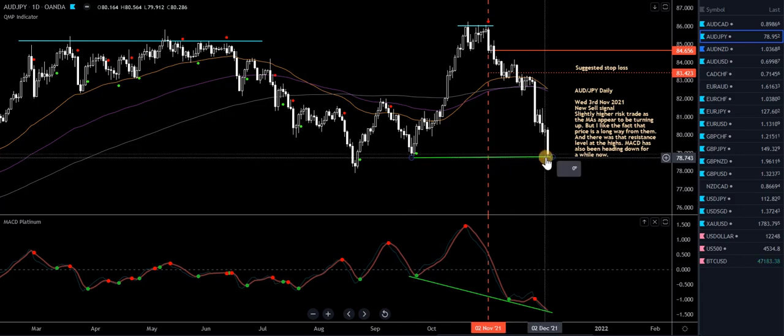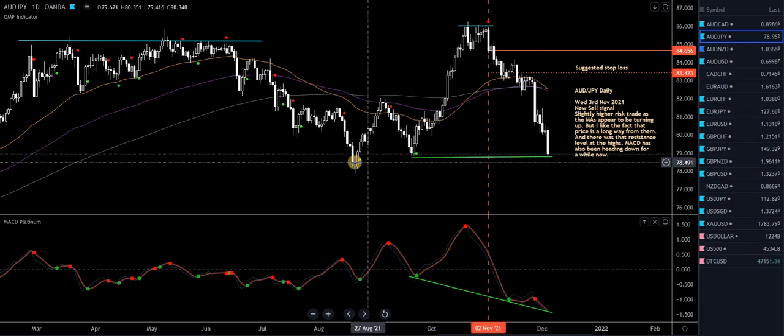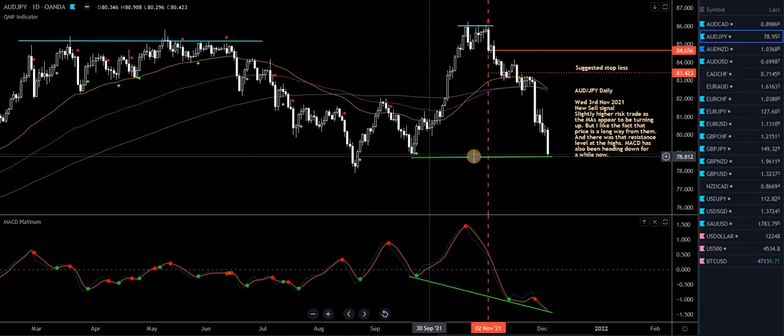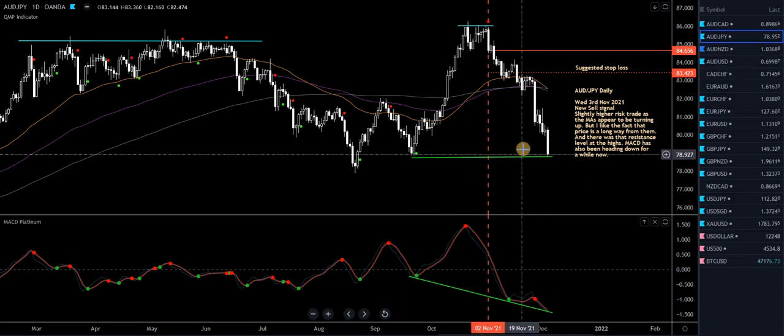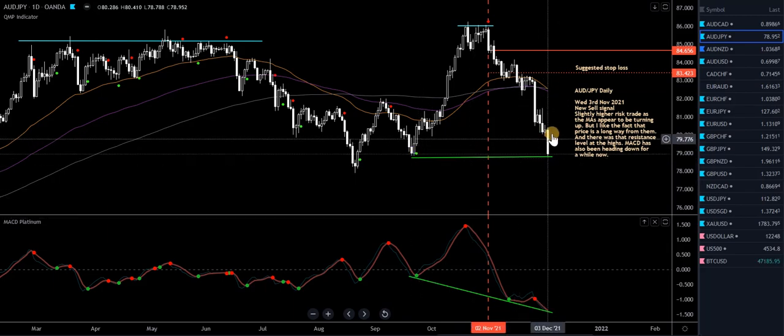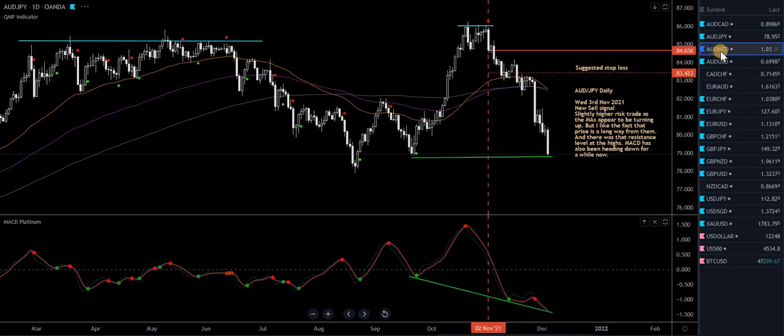So the same here. At the moment, we're getting close to a support level, I guess. We're at this low here, but it's still technically divergence. MACD Platinum's going down. Price still hasn't broken the lows yet. So it's divergence there, but it's good. We're going to sell there.